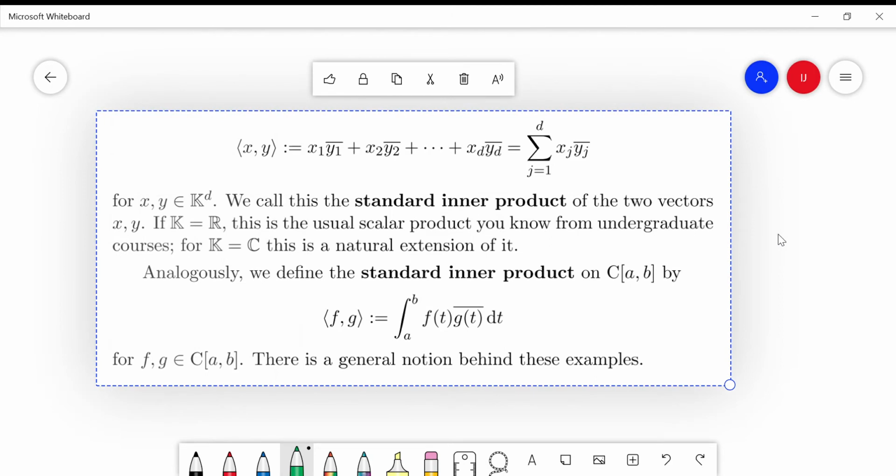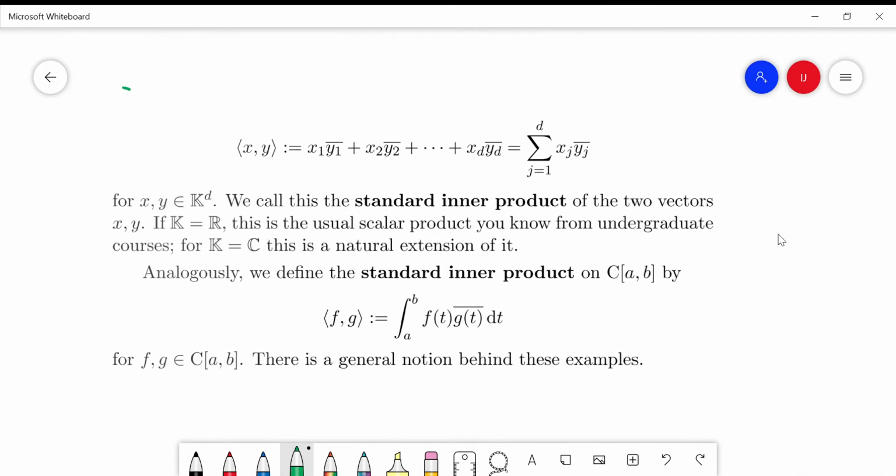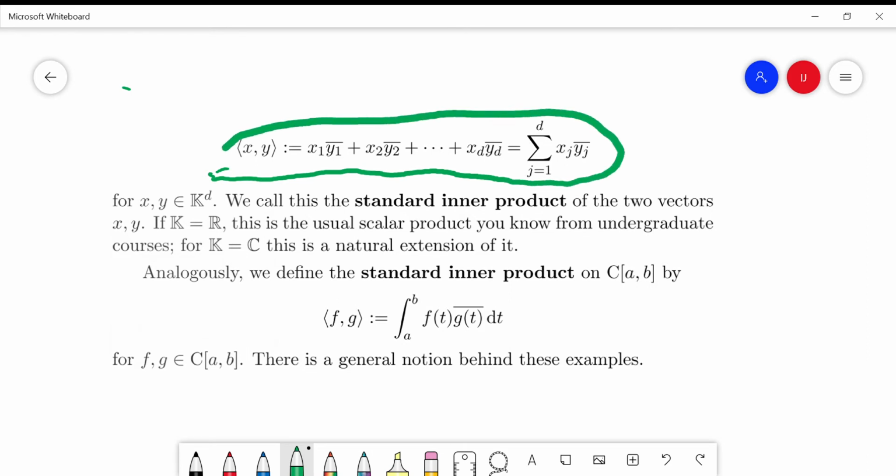So, here is the definition of the inner product for the vectors from this space. K can be the real number space or the complex one. When K is equal to R, it's the usual scalar product, but when we have complex, it's called the standard inner product.